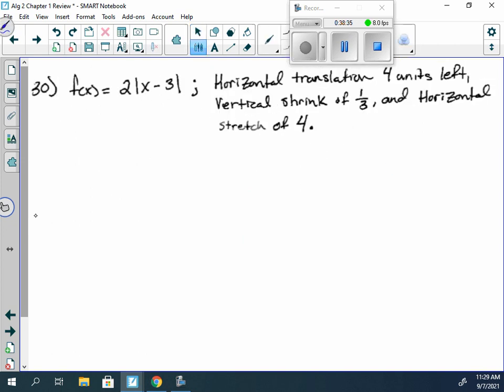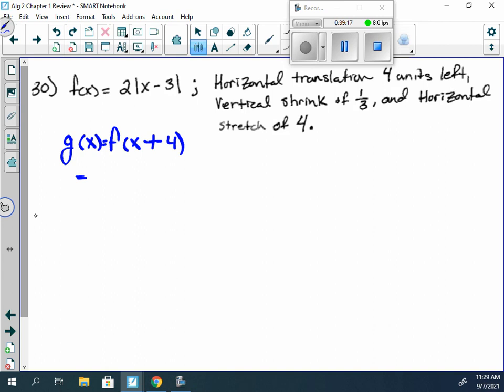30. And again, with any of these translations or tessellations, let's just start at the top and go down. Horizontal translation of 4. So we want g of x equal to f of x minus, well, how far are we moving? 4 units to the left. So that would be negative 4. So we start with g of x is equal to f of x minus negative 4. Well, negative and negative is the same as positive.